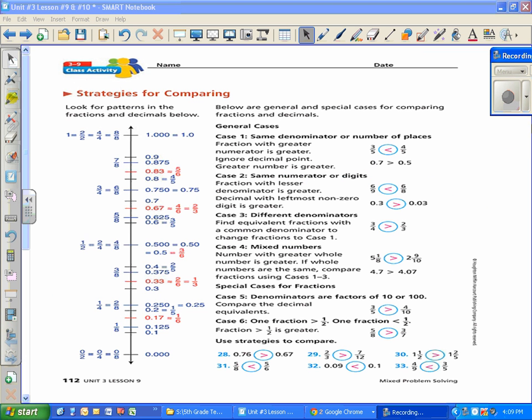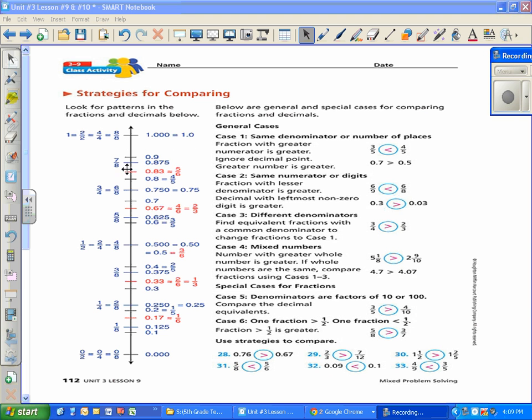All right, let's look at page 112. On page 112, strategies for comparing, it says look for the patterns in the fractions and decimals below. For example, 1 equals 2 over 2, which is equivalent to 4 over 4, which is equivalent to 8 over 8, which is equivalent to 1.000, which is equivalent to 1.